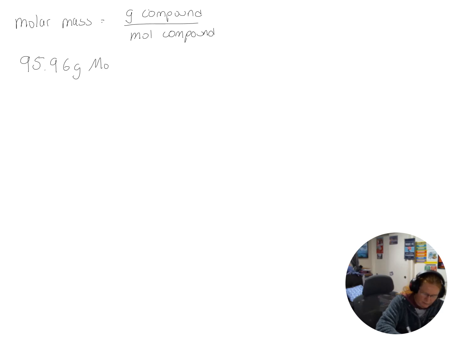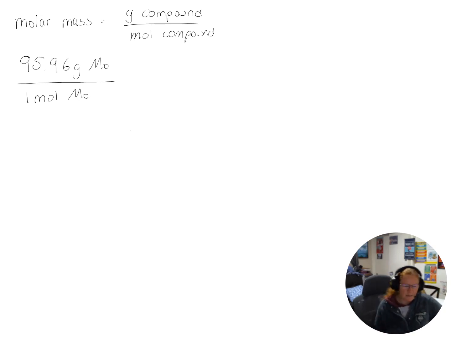If we look at our periodic table, we find out that for molybdenum, it is 95.96 grams per mole. So let's take a look. What if I have 95.96 grams of molybdenum for every 1 mole of molybdenum? Okay, so far so good.